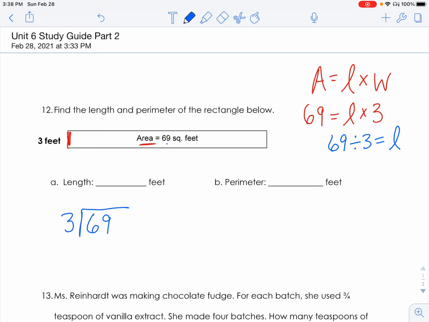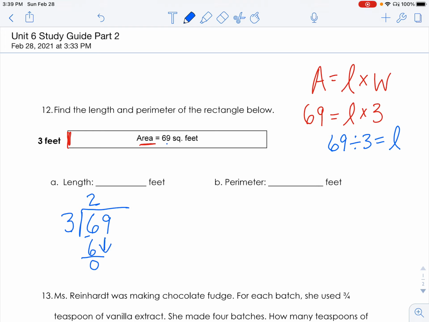Let me go ahead and use some long division skills here. If you prefer partial quotients or another strategy, go ahead and do that. But I'm going to show long division. So I asked myself, how many times does 3 go into 6? It goes in exactly twice. Then I multiply. 2 times 3 is 6. Then I subtract to get nothing. I compare, is the 0 less than 3?